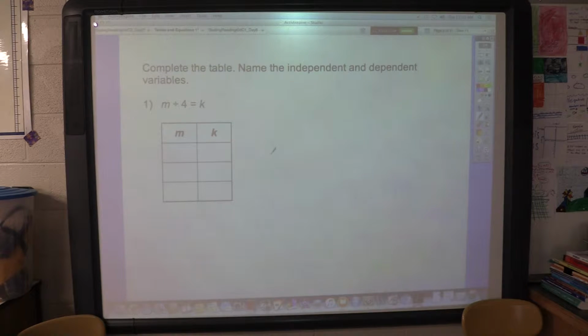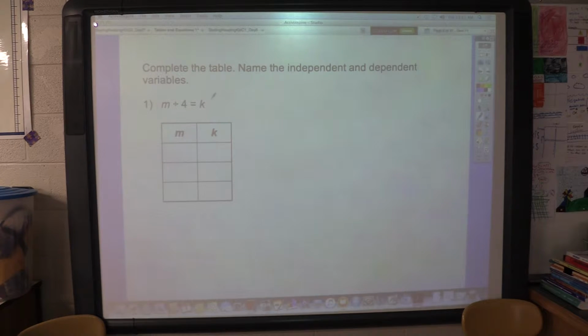Our independent variable is going to be a value that has an effect on the dependent variable. And as long as we keep our definitions straight, we'll be able to identify which of the terms in this equation is the independent and which is the dependent variable. Alright, so m divided by 4 is equal to k.